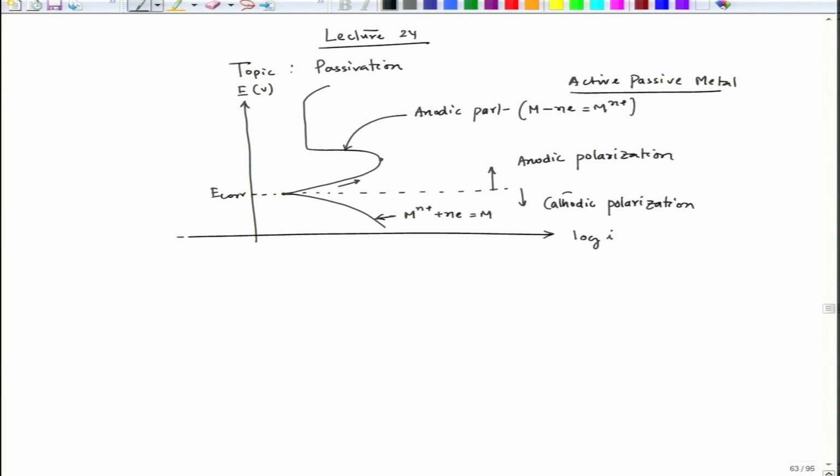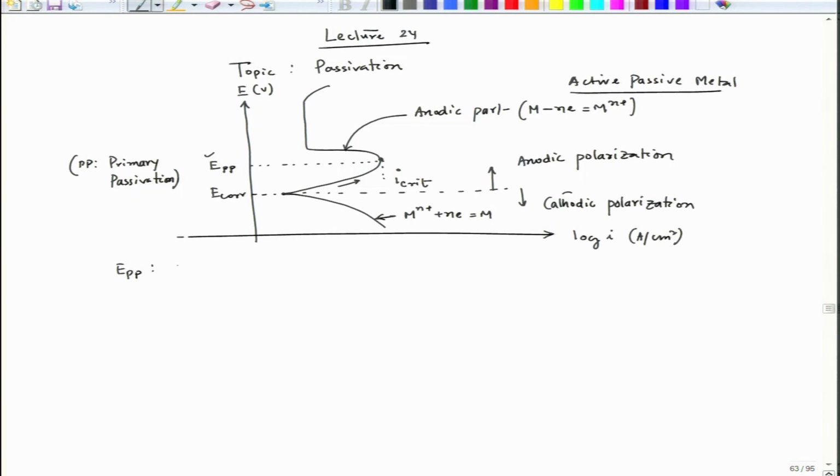Now, it reaches a maximum, which is the maximum I value. This is in the log I plot, where small I is current density, in ampere per centimeter square. This particular position, the maximum position, is I critical, simply mentioned as I crit. This is the I critical position, and the corresponding potential we call E PP, where the subscript PP means primary passivation.